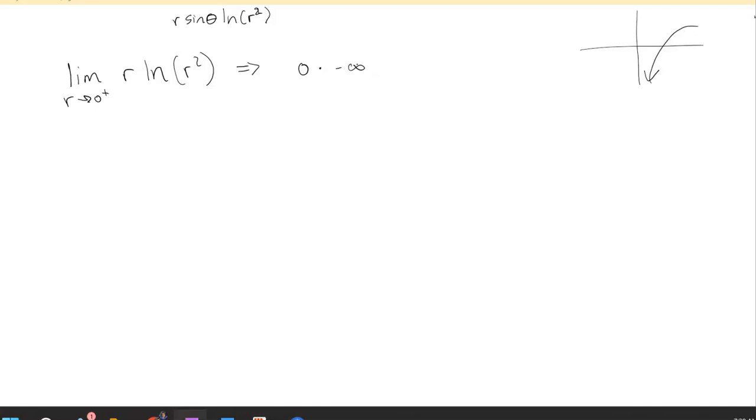And of course, if you haven't thought about this in a while, you might gloss over and be like, okay, 0, but that's not the right thinking. This is one of our indeterminate forms, if you don't recall.